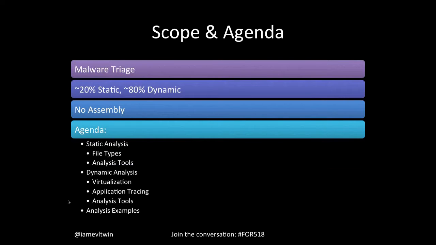So the scope and agenda for this evening. We're going to do a lot of malware triage type stuff. We're not going to go full on static reversing of assembly. It is not to that level. It's basically, hey, is this executable legitimate or does it do some bad stuff? I'd say it's about 20% static analysis and 80% dynamic. No assembly required. So if you were hesitant about joining, this is a very basic beginner type of analysis. And I'm going to go over various tools and examples as well.